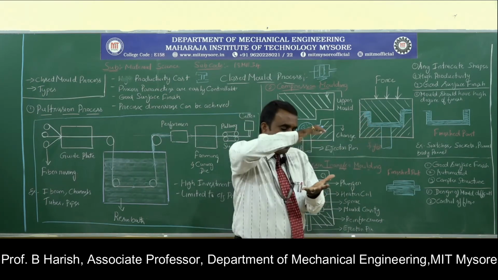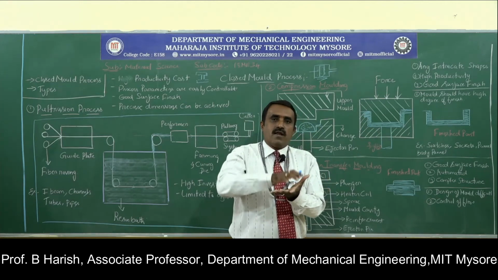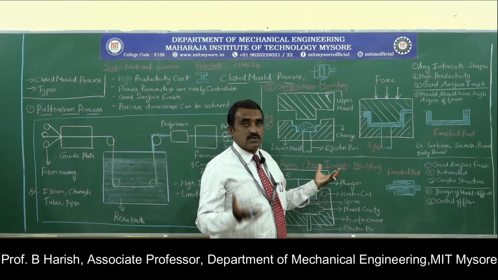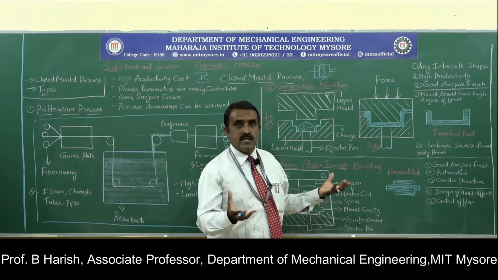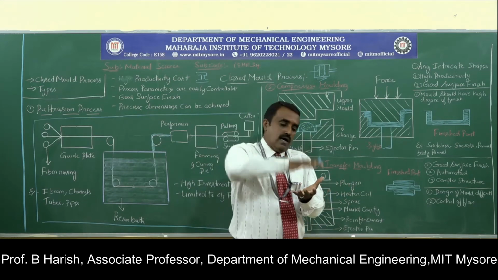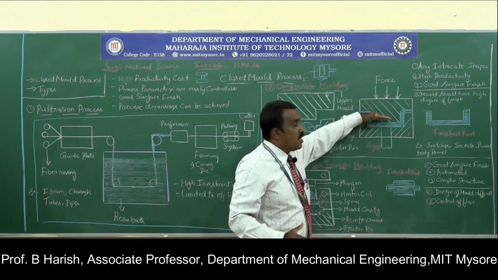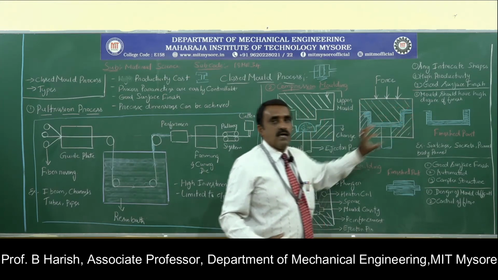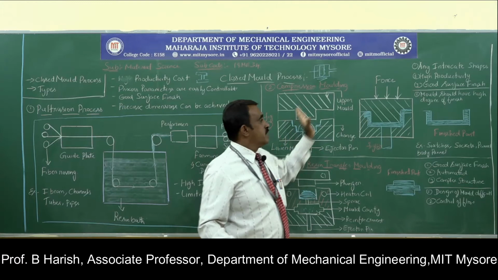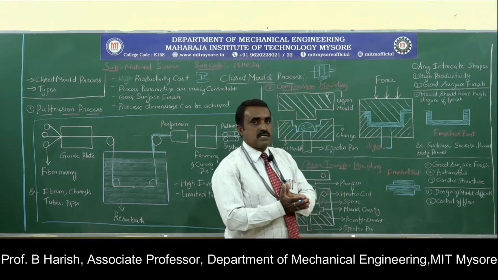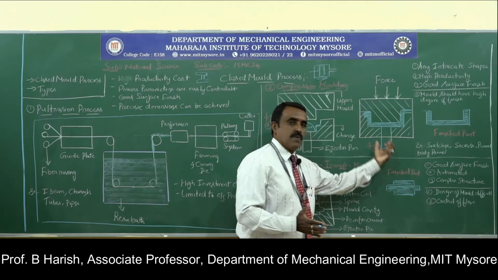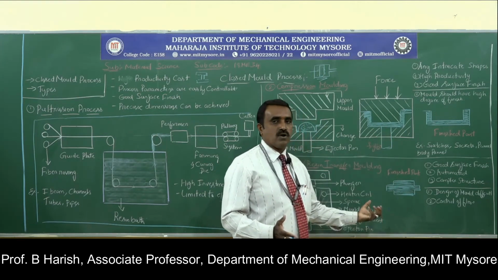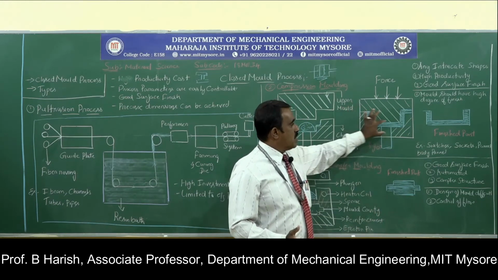So the charge will be placed on the heated bottom mold. Since it is heated, it will be soft in nature. When we apply the required pressure through the upper mold, it gets the shape of this channel, depending upon the shape required. Once it is completely pressed, we have the ejector pin. The ejector pin is moved outward, so we can remove the finished product.